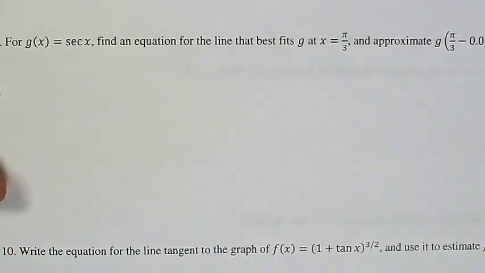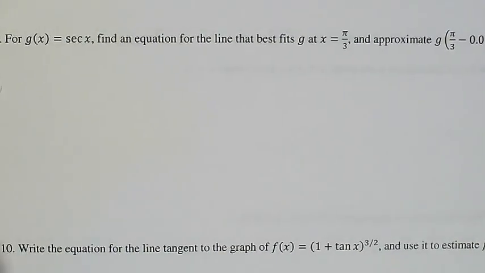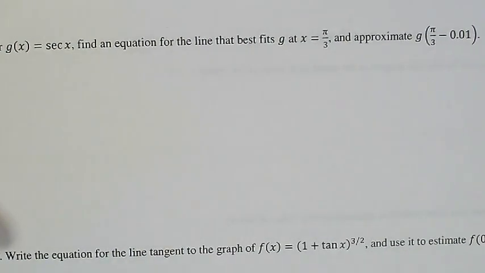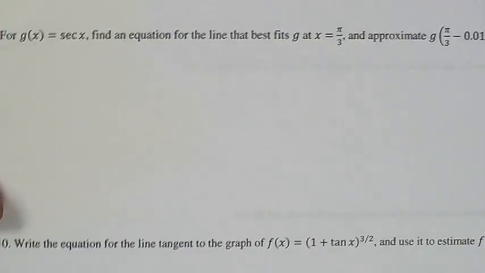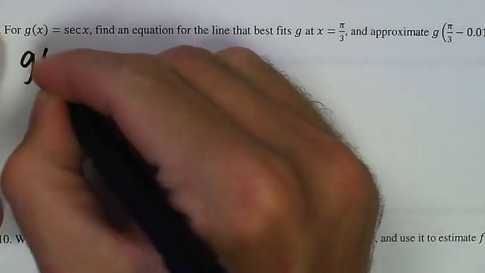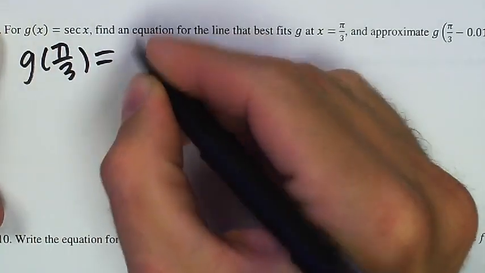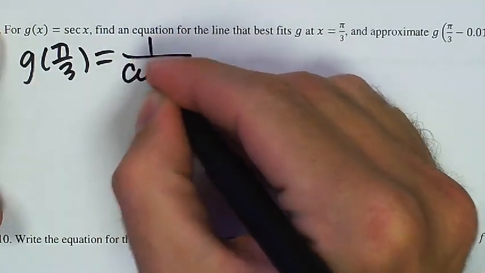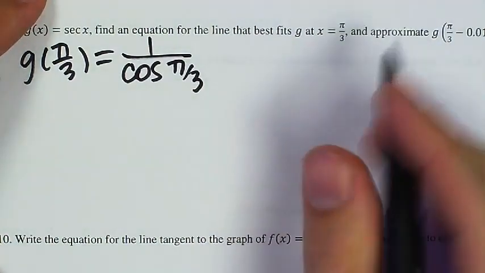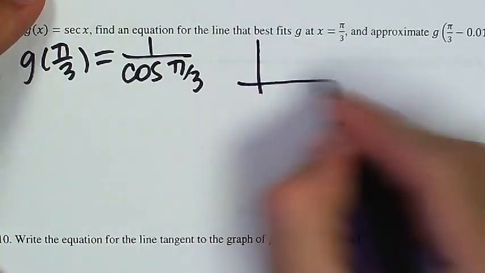All right, for g of x equals secant of x, find an equation for the line that best fits g at pi over 3 and approximate g of pi over 3 minus 0.01. Okay. Let's see. g of pi over 3 is equal to 1 over cosine of pi over 3, because that's what secant is. Okay, so I'm going to need to draw my triangle at pi over 3.